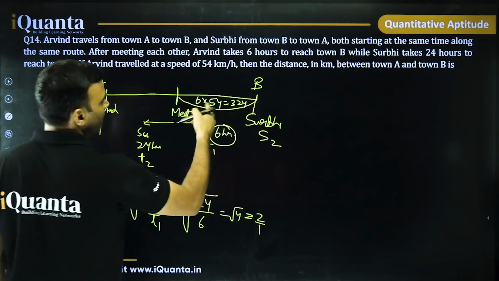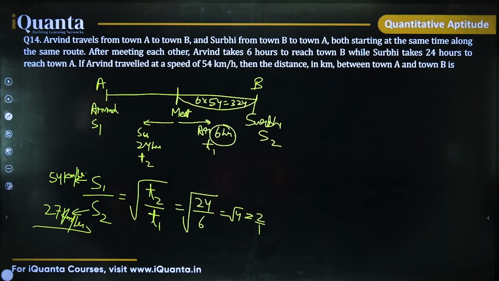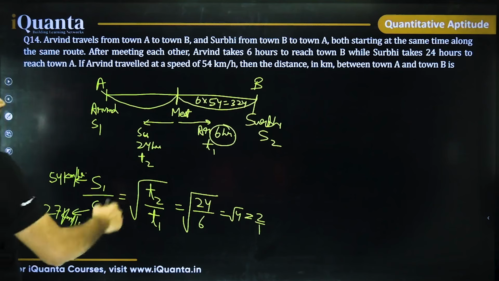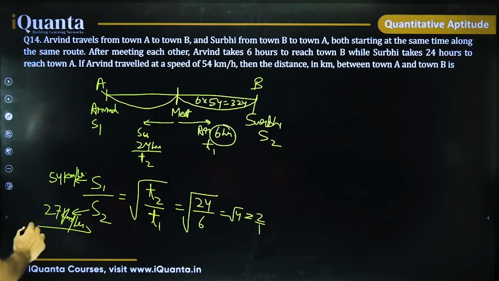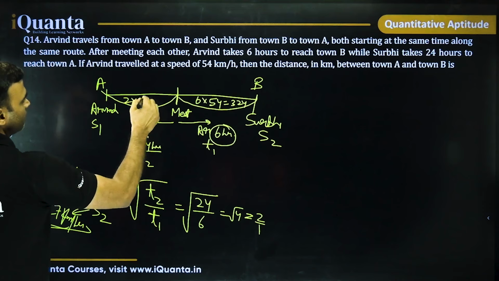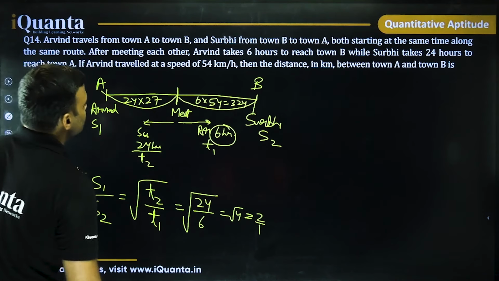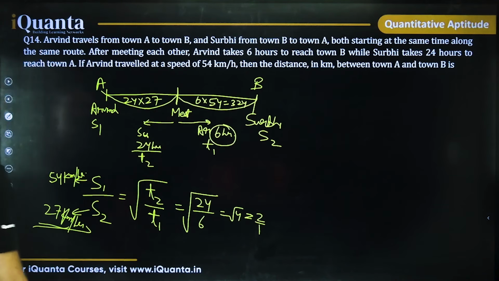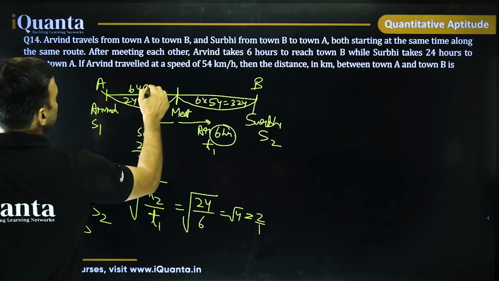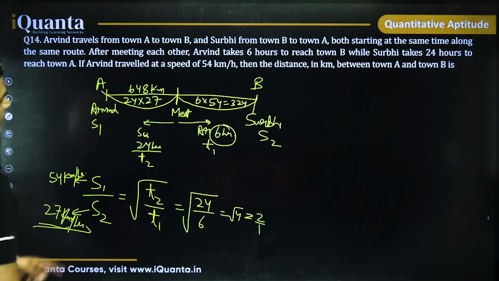Is that so? Check it again. 50 into 6 is 300, plus 24, is 324. This distance is traveled by Surbhi in 24 hours and Surbhi's speed is 27. So this distance should be equal to 24 into 27. So 576 plus 72, that is 648. 648 kilometers. Is that correct? 27 twos are 54, 12, correct. So 648 and 324 kilometers.